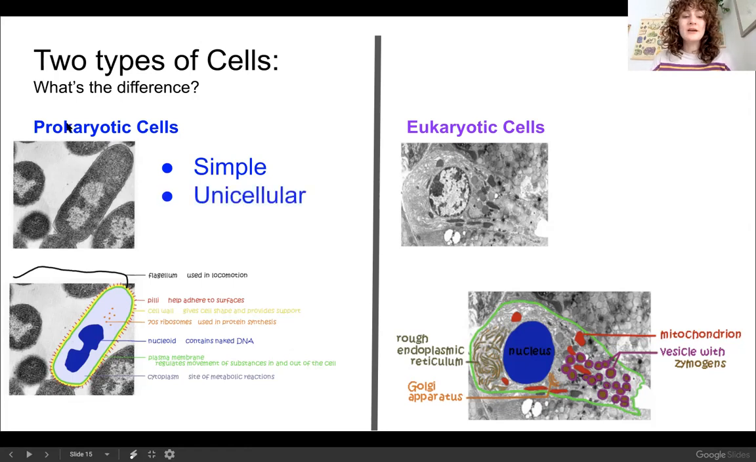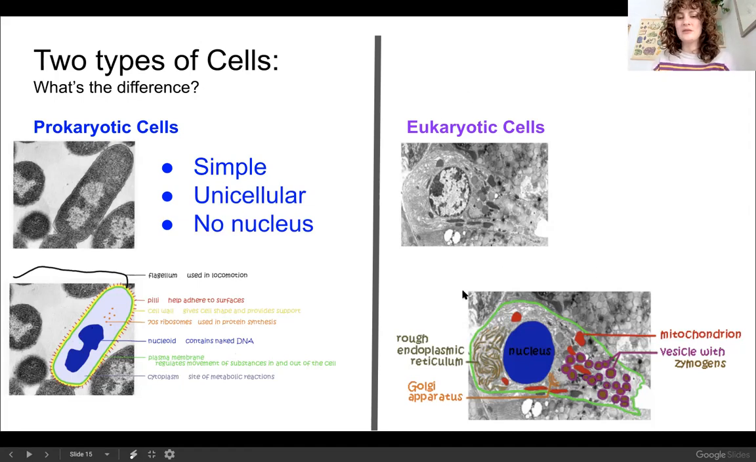Also, prokaryotic organisms are all unicellular, meaning their entire body is just a single cell. And in addition to being simple inside, they also have no nucleus. They have this little blob called a nucleoid, which is just naked DNA. They don't actually have a self-contained nucleus with a membrane with the DNA inside.